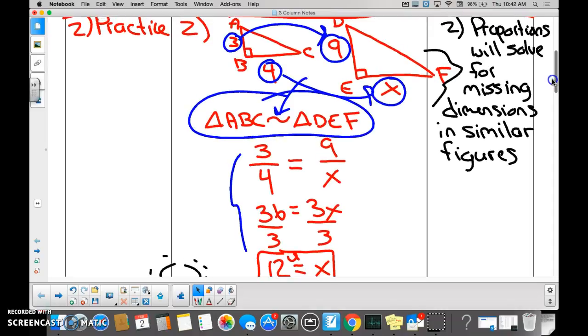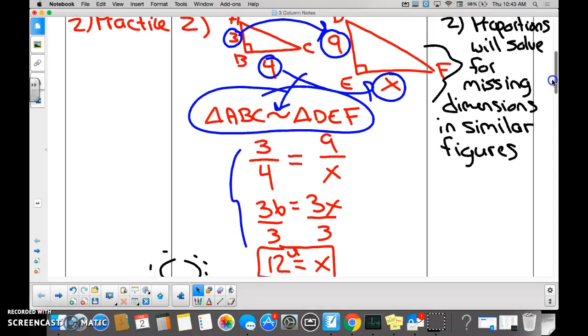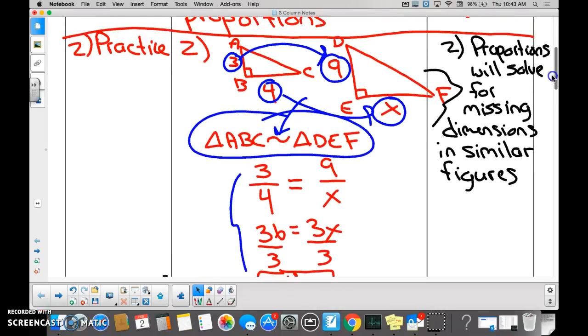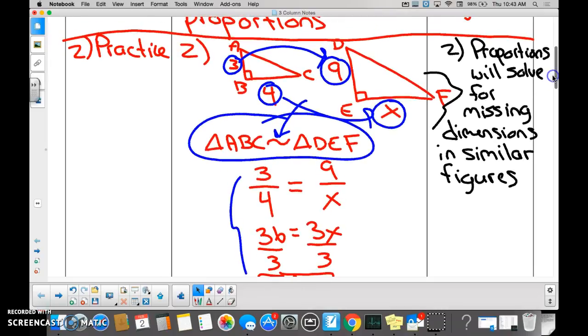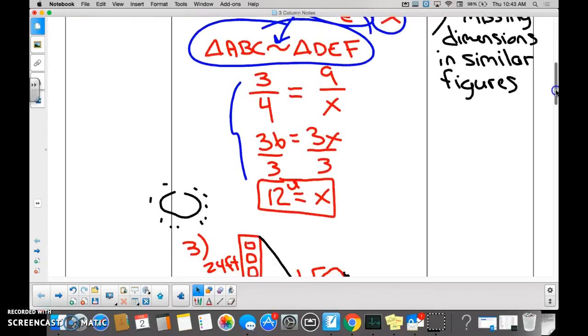What's the scale factor going from small to big, everybody? What's the scale factor in this particular example going from triangle ABC to triangle DEF? 3. What's the scale factor going from DEF to ABC? 1/3, right? So again, we talked about scale factor, not in this lesson, but you got to know this for the test. To go from 3 to 9, you're multiplying by a scale factor of 3. To go from 9 to 3, if we were asking that, you're multiplying by a scale factor of 1/3. Remember that?